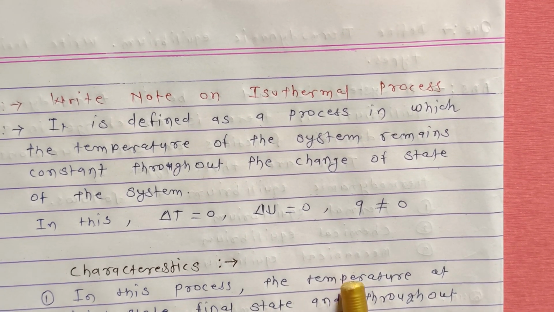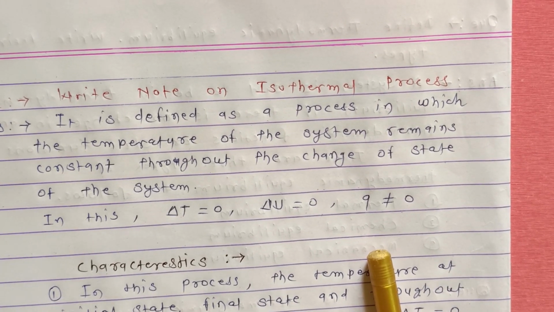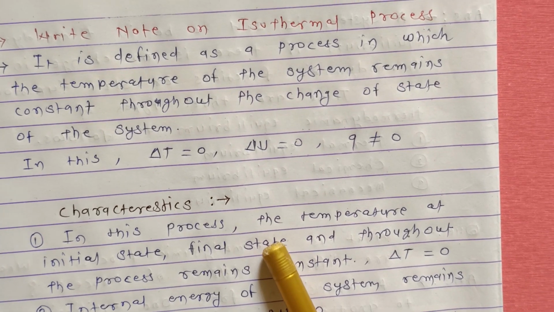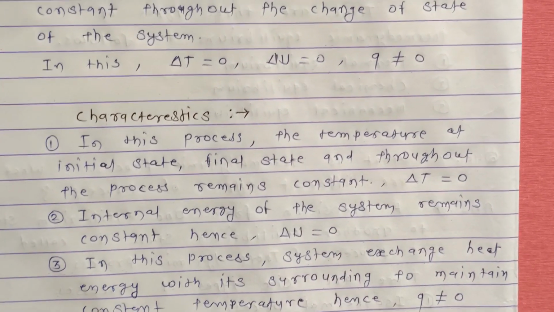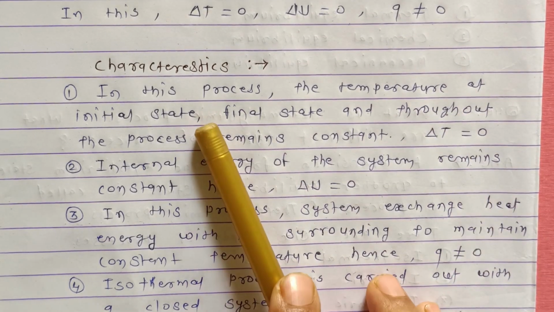But Q is not equal to 0 because to maintain the temperature constant, heat is absorbed or heat is released. If no absorption of heat, no release of heat, then Q will be 0. But here heat is given out, that's why Q is not equal to 0.